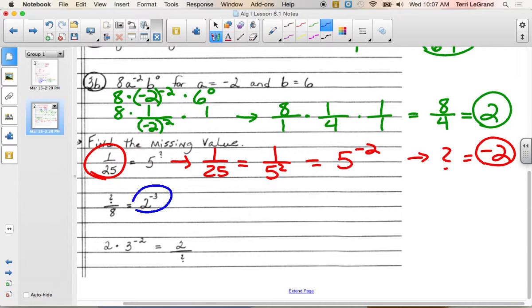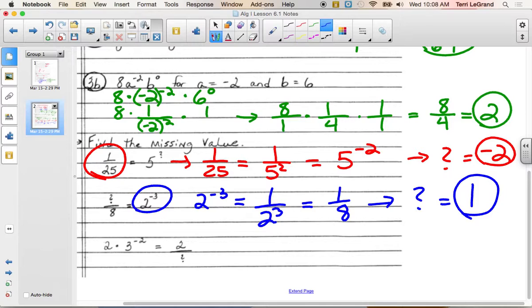Okay, again, we're going to start with what we know, not the part that has the question mark in it. How could I rename 2 to the negative 3 power? It is the same as 1 over 2 to the 3rd power. Well, 1 over 2 to the 3rd power is the same as 1/8. Do we have our question mark? Yeah, they're looking for what over 8. So our question mark equals 1. We found the missing value.